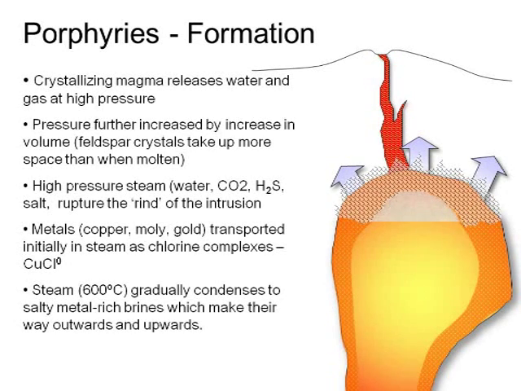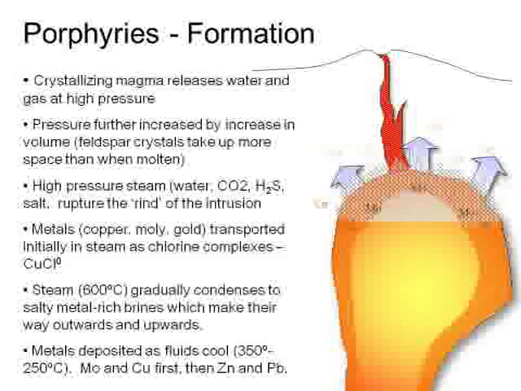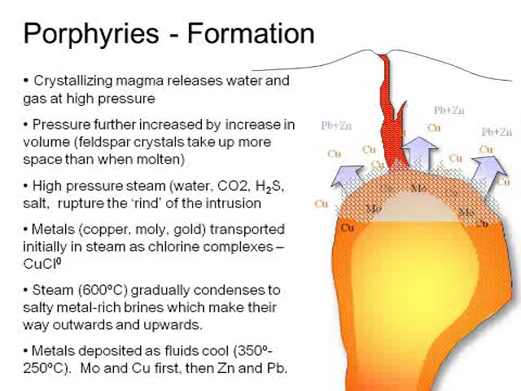As the metal-rich steam makes its way upwards through the cooler rocks, it condenses into brine, and then the metals start to deposit as the temperature drops below about 350 degrees centigrade. The metals drop out progressively, starting with copper and molybdenum, and then lead and zinc once the temperature drops below 250 degrees centigrade. If gold is present, it will drop out across the temperature spectrum.